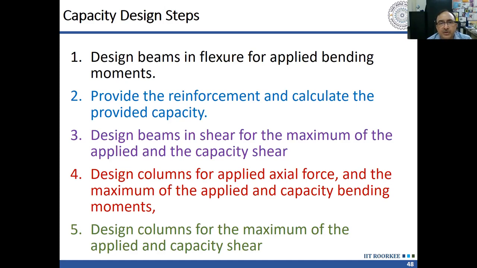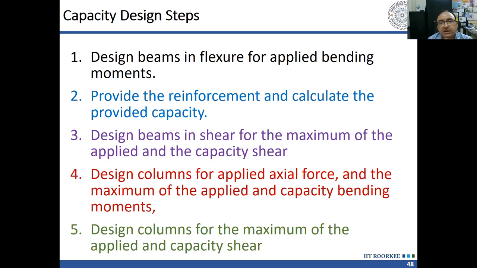And then we will design the columns for the applied force and the maximum moment which can be occurring due to beams, through analysis or through capacity moment, because we have to keep the ratio of moment capacity of columns to beam to be 1.2. So that moment or the applied moment, whichever is higher, we will use that in design.